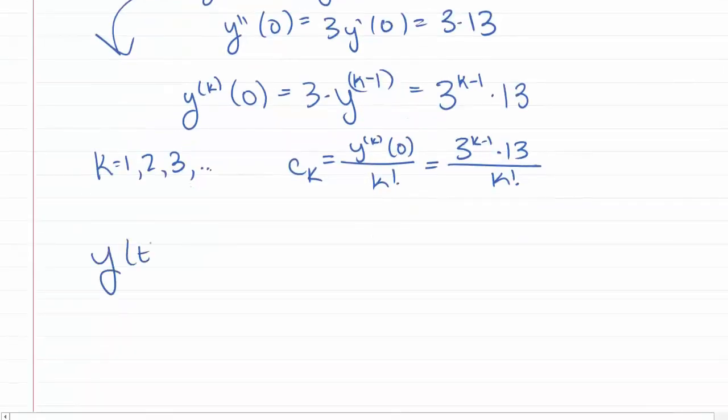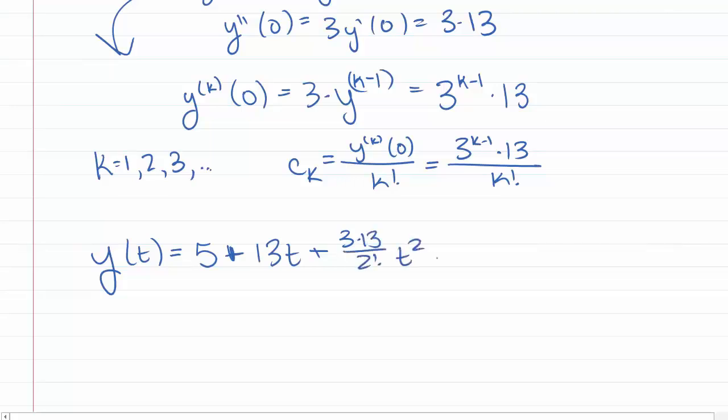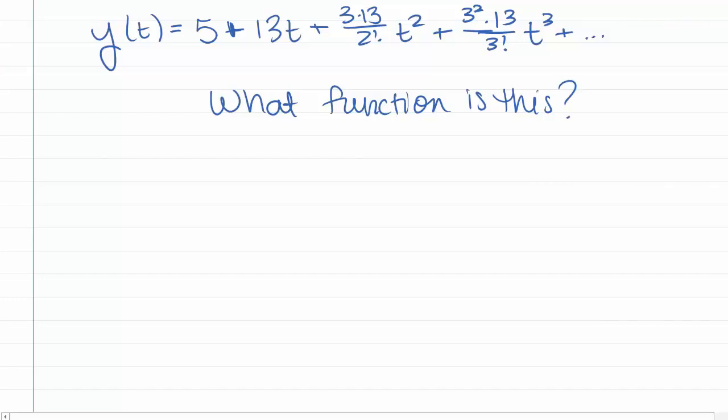So we have our solution. It's y of t equals 5 plus, remember 5 was the c0 term, plus 13t plus 3 times 13 over 2 factorial t squared plus 3 squared times 13 over 3 factorial t cubed plus dot dot dot. But what function is this? Well, let's see if we can recognize it.